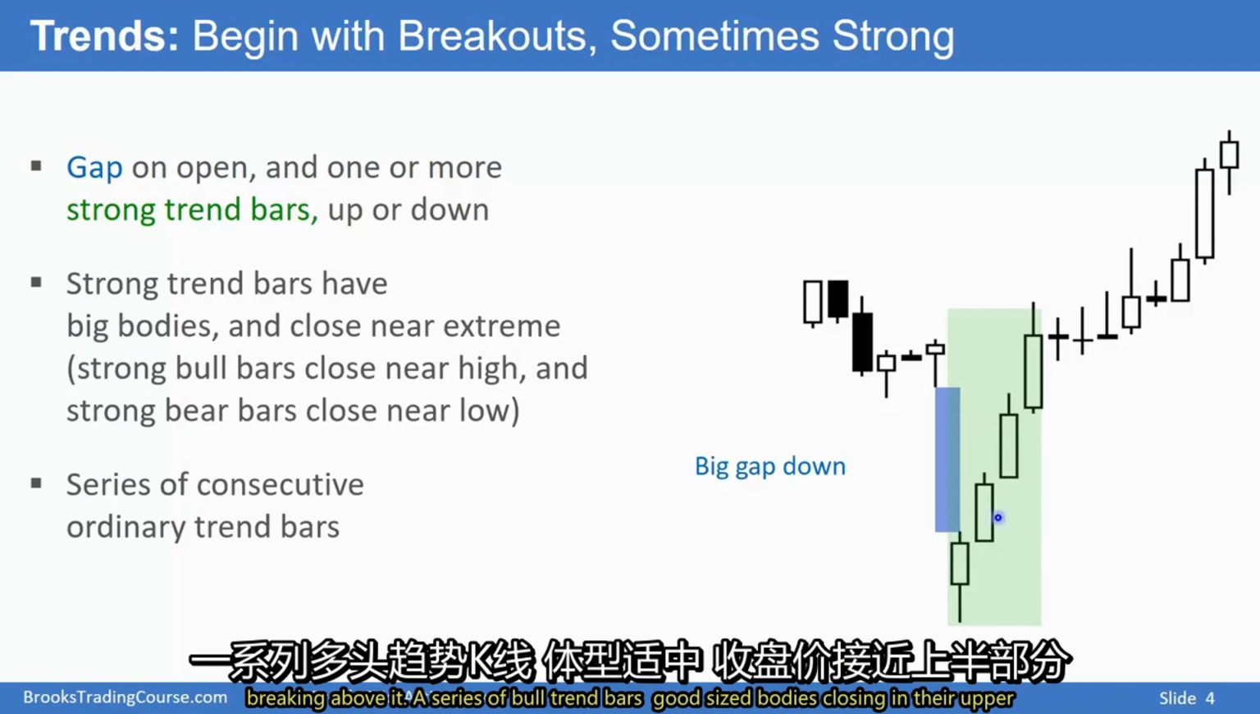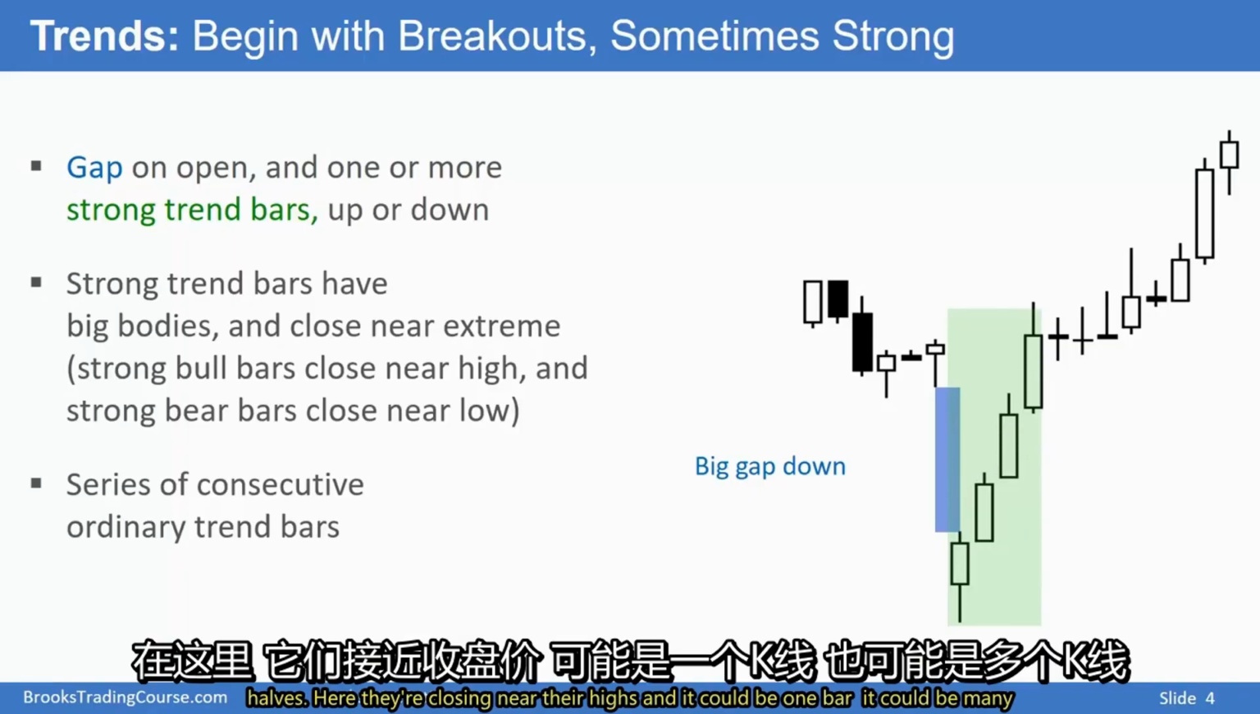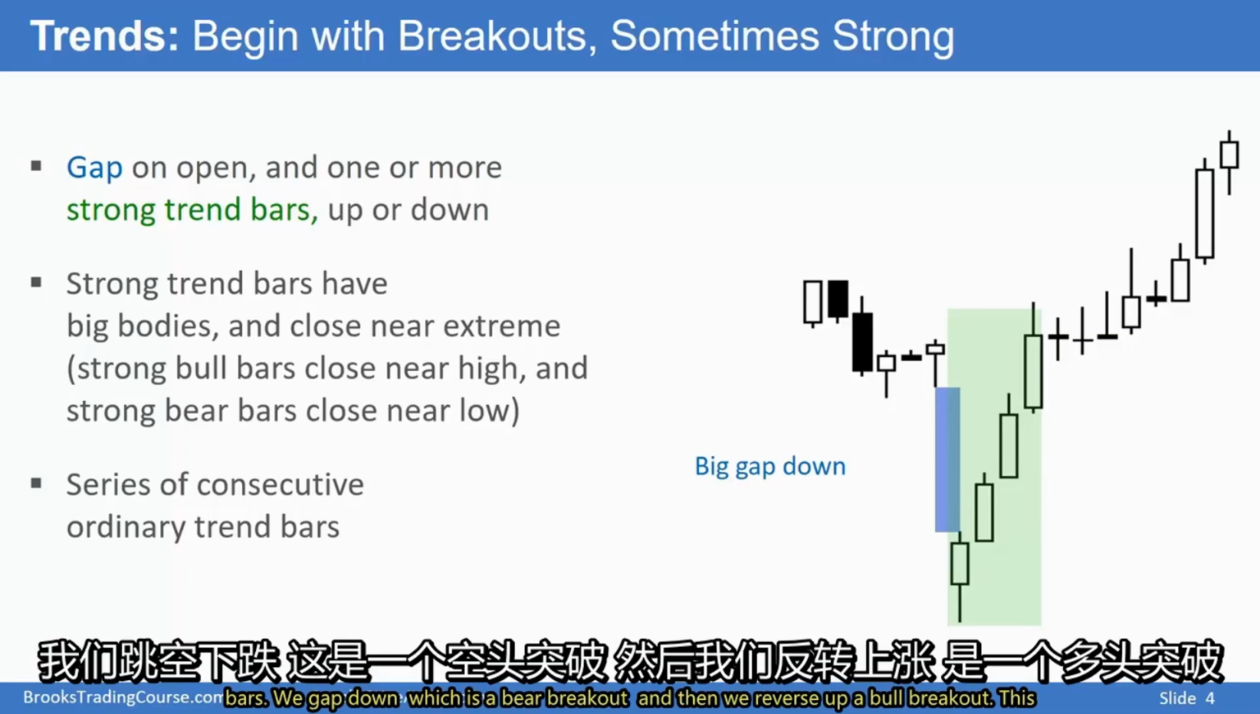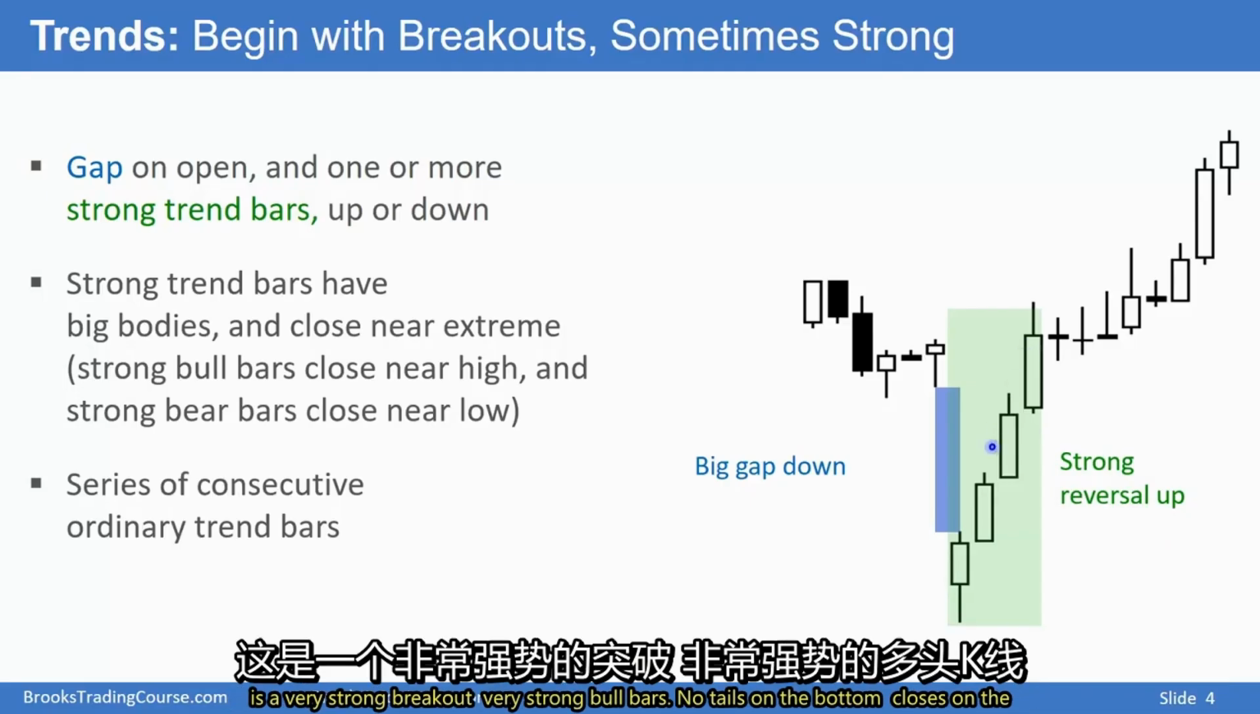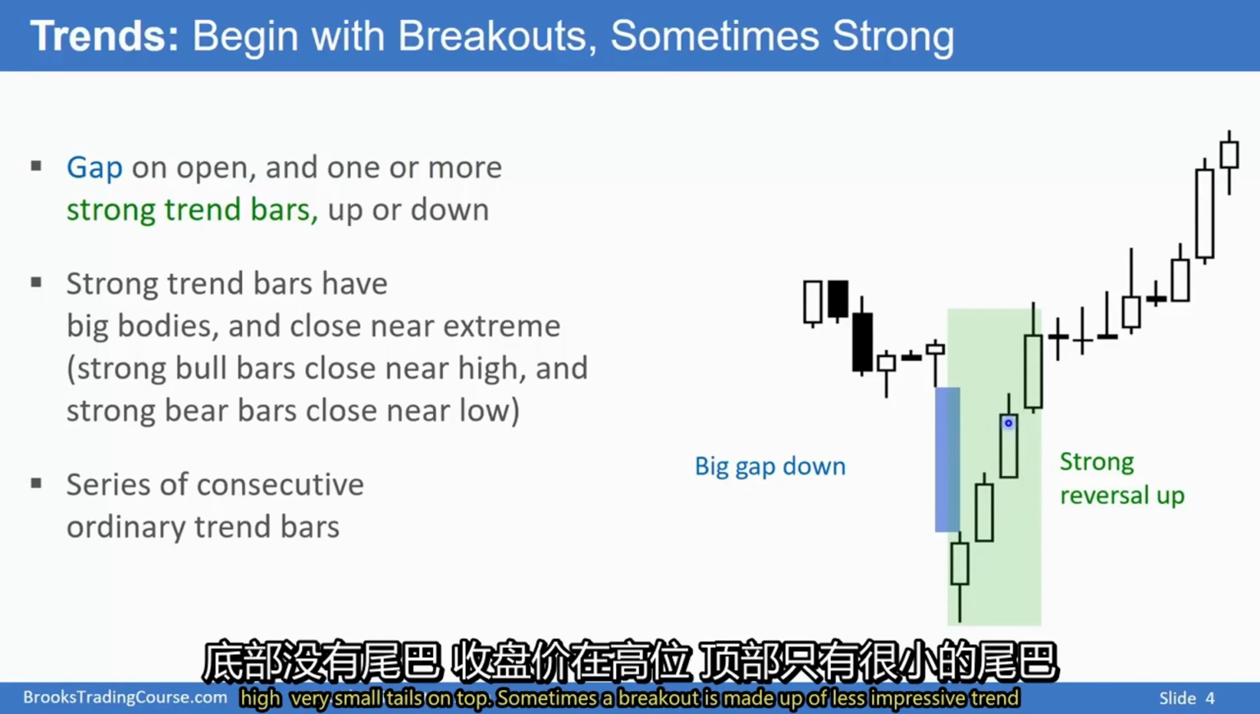A series of bull trend bars, good-sized bodies closing in their upper halves. Here they're closing near their highs, and it could be one bar, it could be many bars. We gap down, which is a bear breakout, and then we reverse up, a bull breakout. This is a very strong breakout, very strong bull bars. No tails on the bottom, closes on the high, very small tails on top.